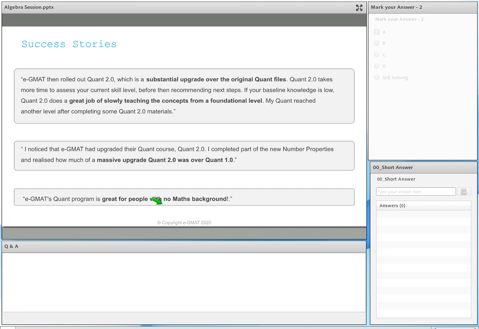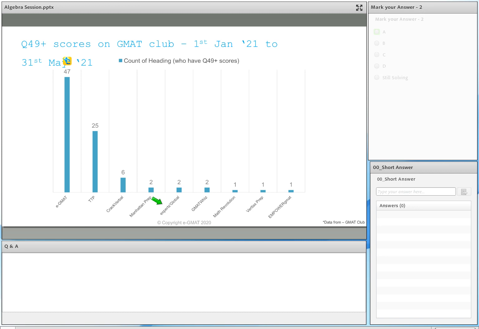Now, this is great for people with no maths background, as you see, but that does not mean that in case you're strong with math, this is not going to help you. It is going to go all the way from A to Z. So be prepared for this wonderful journey.